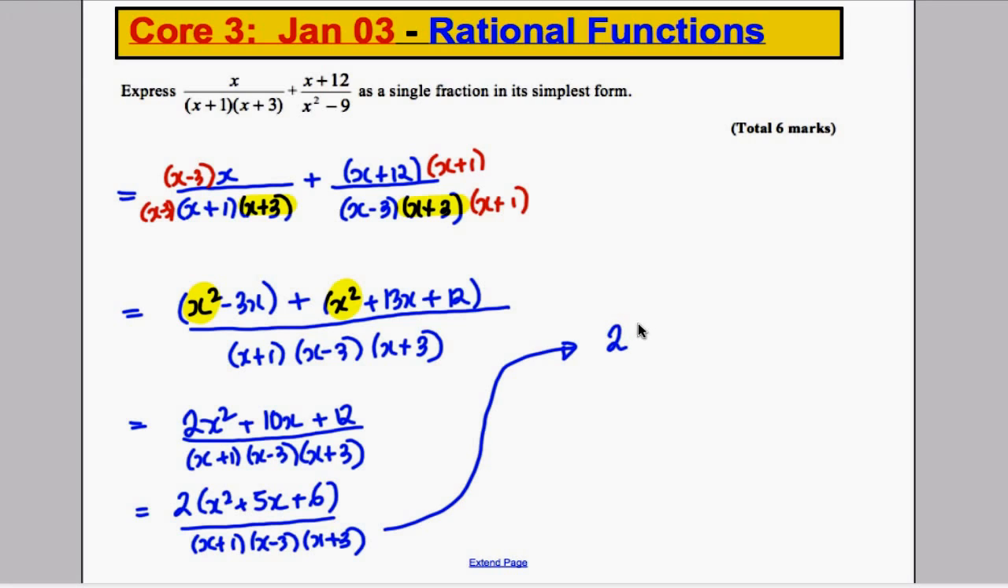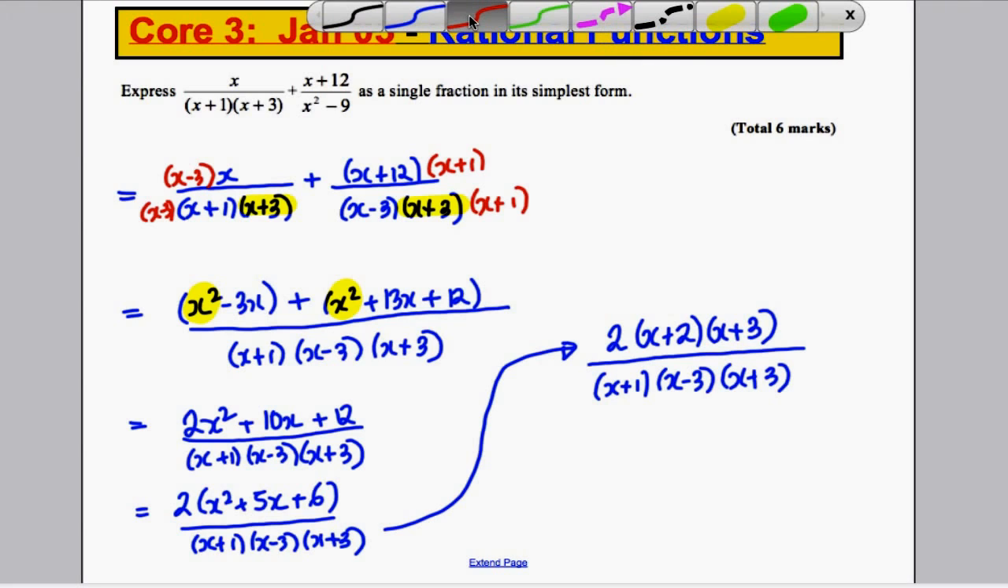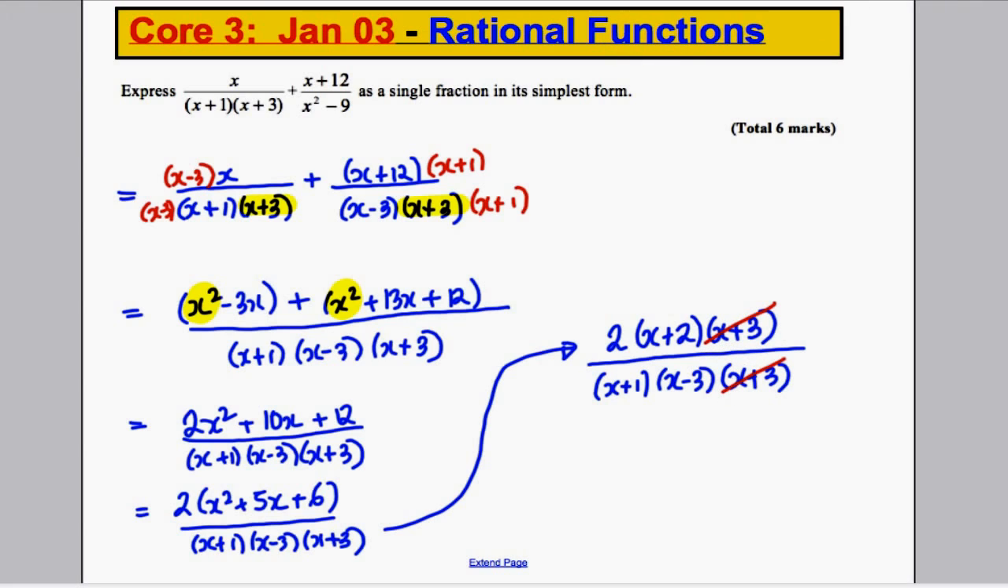The top still factorises then. The x squared plus 5x plus 6 factorises to (x plus 2)(x plus 3), all divided by x plus 1, x subtract 3, x plus 3. And, oh look, some magic happens. The x plus 3s cancel, and you get yourself 2(x plus 2) over (x plus 1)(x subtract 3). And you're done. There's your 6 marks. Quite a lot of steps, but very straightforward if you just kept your head. Next question, pause, have a go.